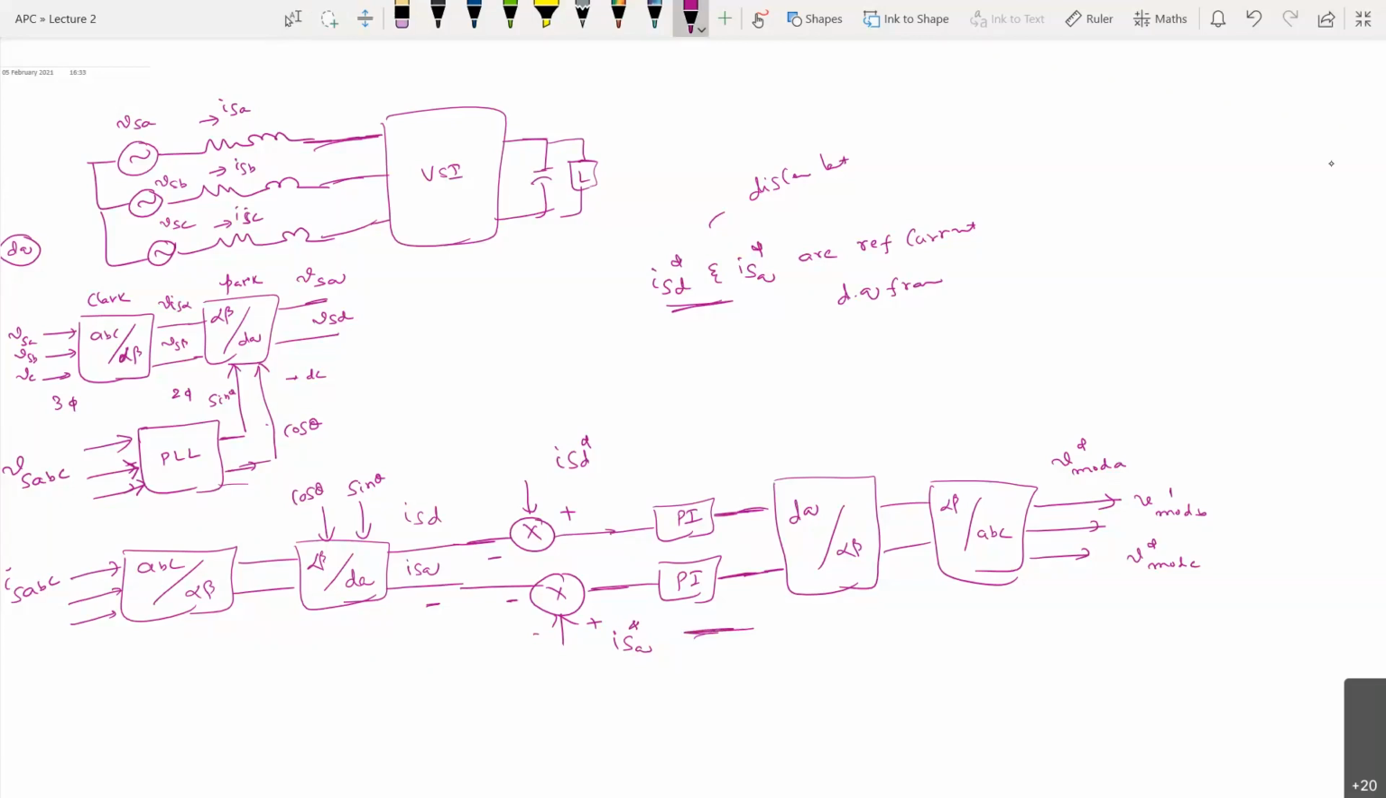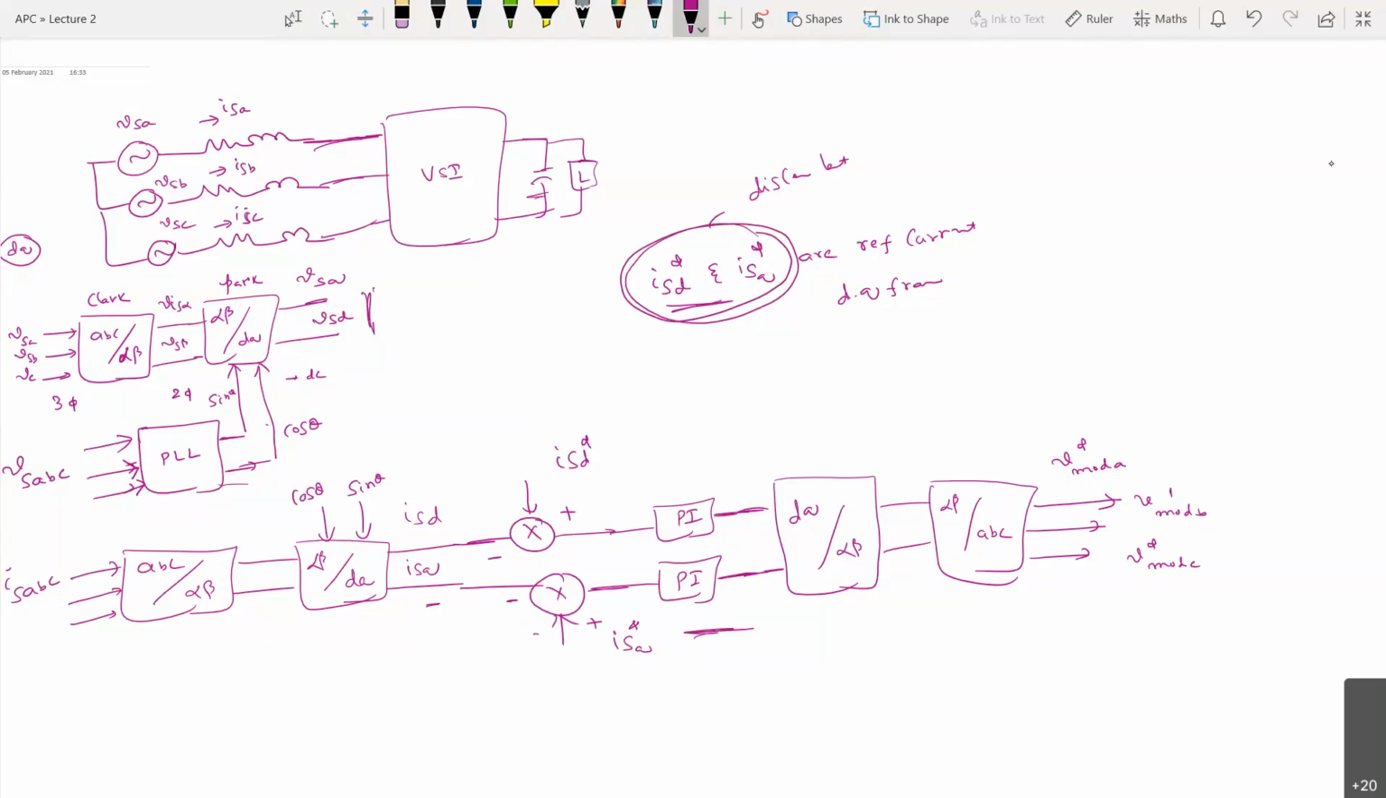Clear? How to generate the modulating reference signals by using these voltages and other parameters, by using these DC voltages and all, we will discuss later. Clear? Is it clear?